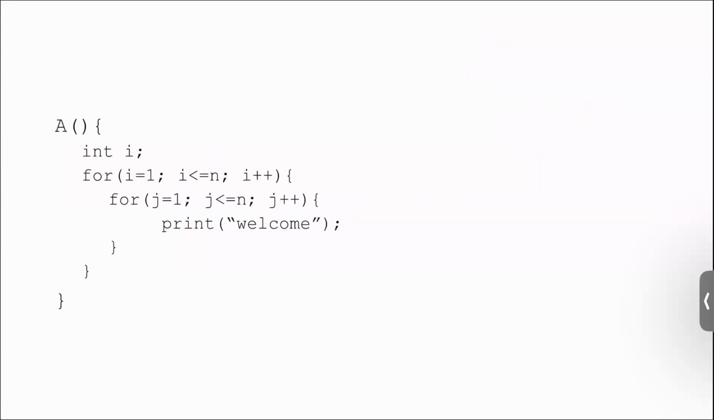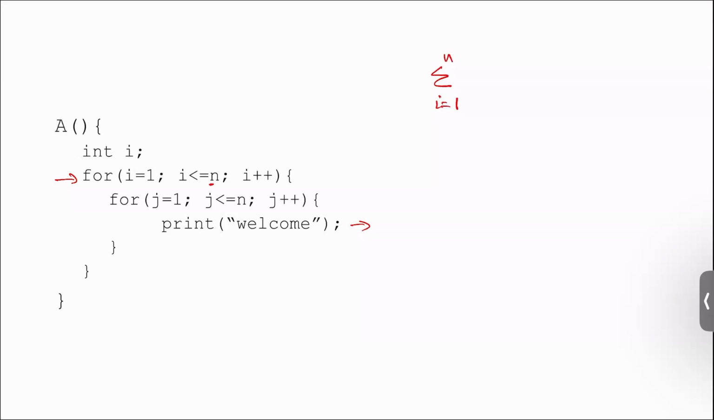So here we have two loops, right? So the basic operation, of course, is the same, which is the operation performed in the innermost loop, which is to print welcome once again. Now, how to set up the sum equations? That is the important point here. So you will set up the sum equation for the outer loop first, where i is going to start from 1 up to n, right?